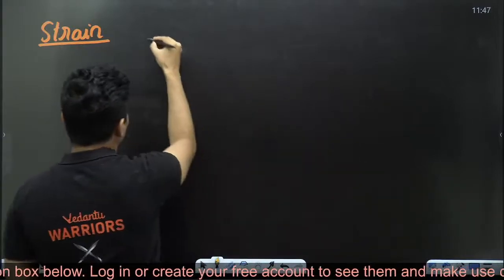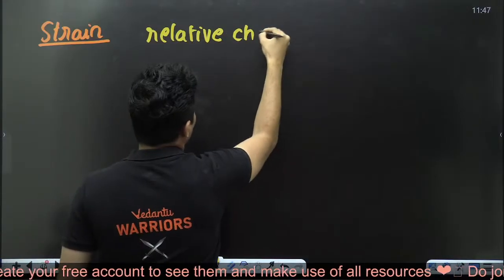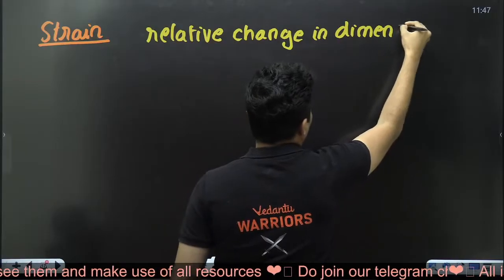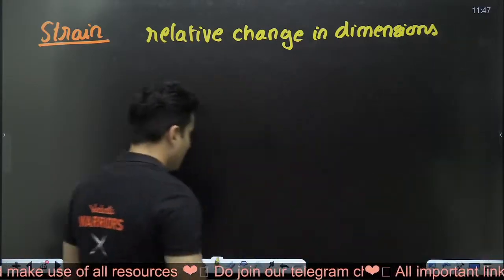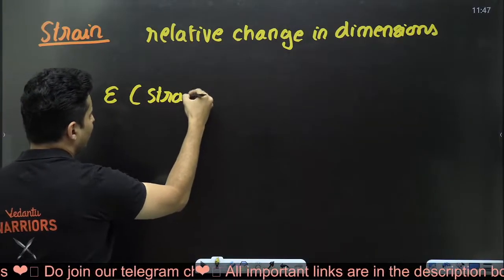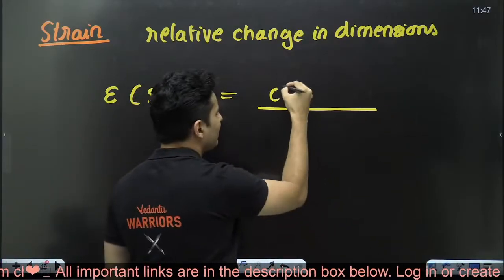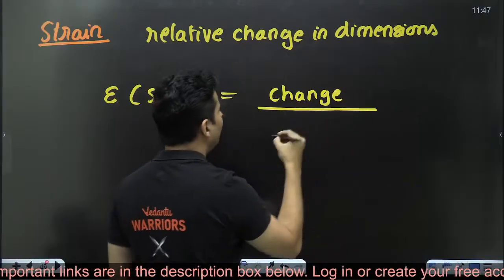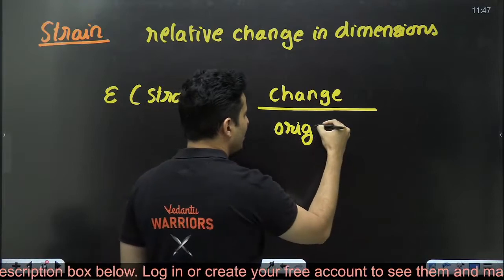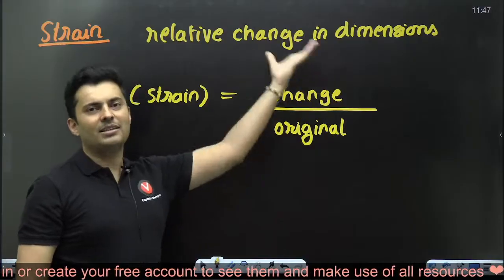Strain is nothing but the relative change in dimensions. Usually the symbol for strain is epsilon. And strain is usually how much is the change which is happening per unit original length or original height or original depth. So original length or original dimension is in the denominator, and the change is in the numerator.